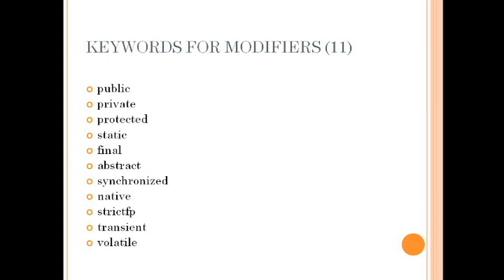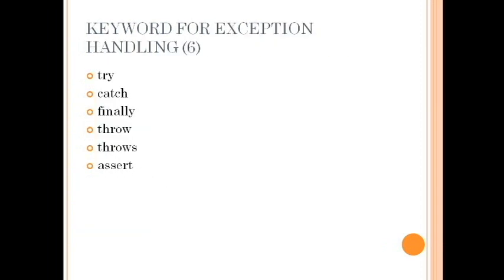The next type of keywords are for exception handling. So Java has a feature in which we can handle the exceptions, and some words are reserved to implement that. These are try, catch, finally, throw, throws and assert. So there are 6 keywords used for exception handling.